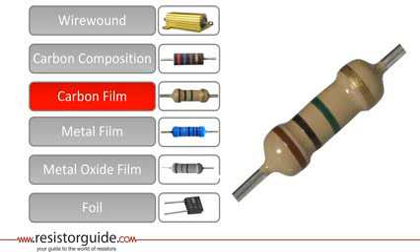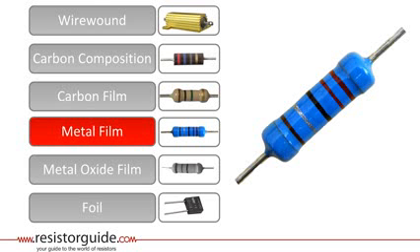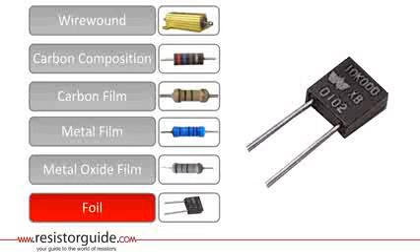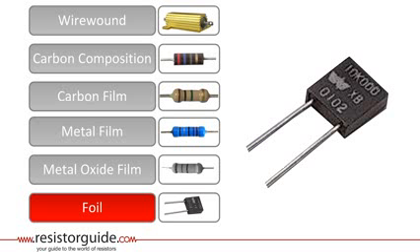Carbon film resistors have a higher accuracy than carbon composition resistors, but have inferior properties compared to metal or metal oxide film. Metal film resistors have a similar construction as carbon film resistors, but have a metal layer instead of a carbon film. They have a better accuracy, a lower temperature coefficient, and a fairly good stability. Metal oxide film resistors are even more durable and have a higher temperature resistance and reliability than the metal film resistors. Foil resistors have a resistive element of a thin metallic foil of several micrometers thick. They have the highest available precision and stability today.